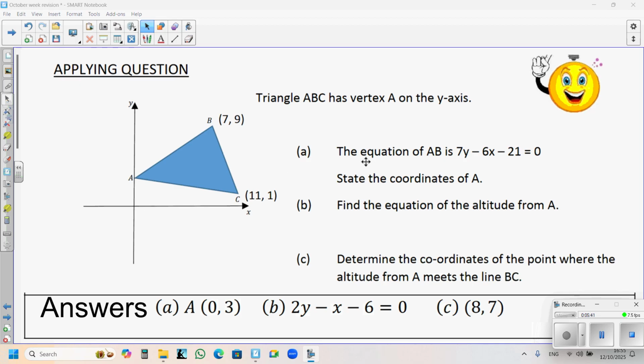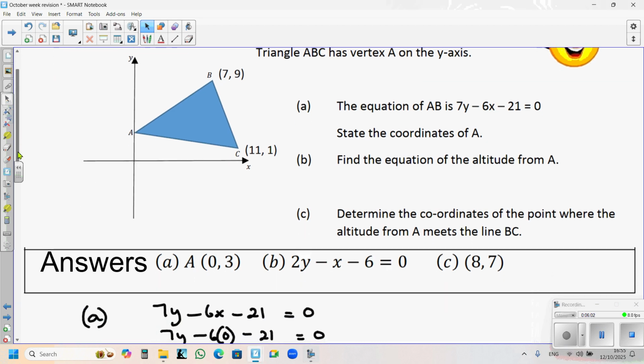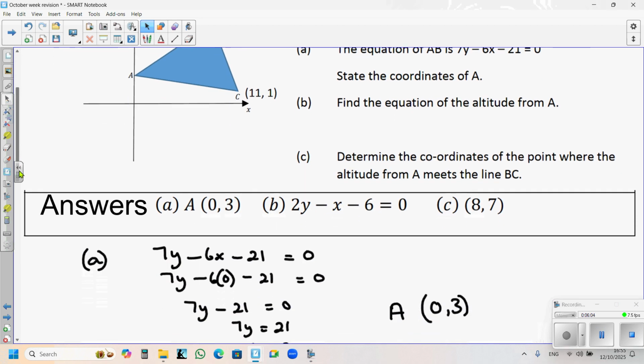It says the equation of AB, there's the line AB, is 7y minus 6x minus 21 equals 0. State the coordinates of A. So if we want to work out the coordinates of A, I'm going to take that equation, and I know that on that axis the x coordinate is 0. So I'm going to substitute that into that equation. So we've got 7y minus 6x minus 21 equals 0. We know because it's on the y-axis that x is equal to 0.